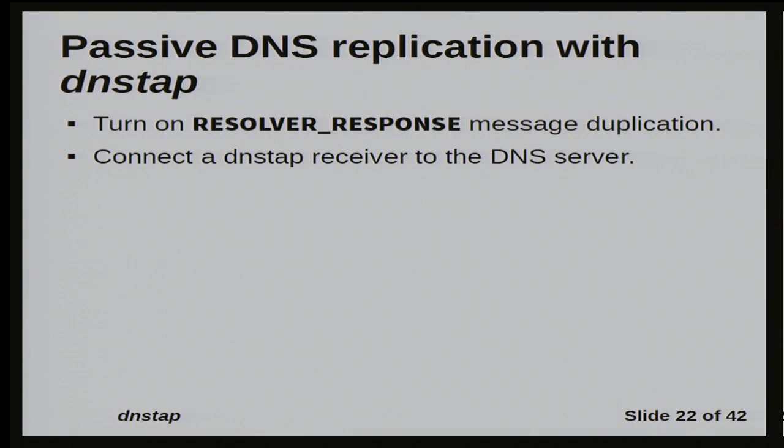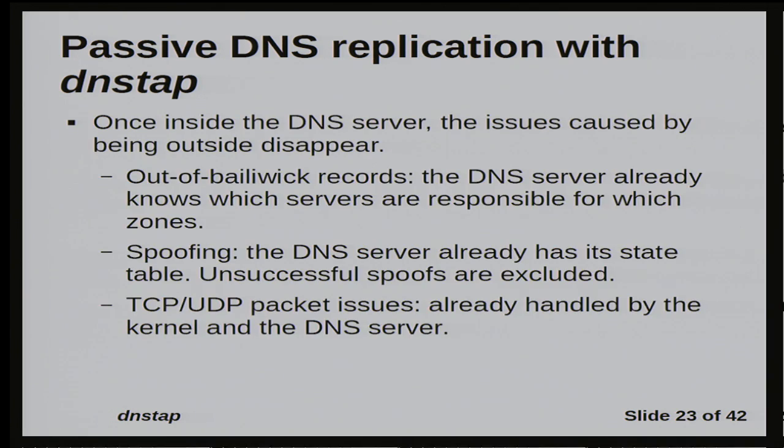Then there's the second use case. Passive DNS replication: we just turn on a different knob that duplicates the other type of DNS messages that we need for that use case. Likewise, just connect a receiver up to the dnstap socket, and that's it.